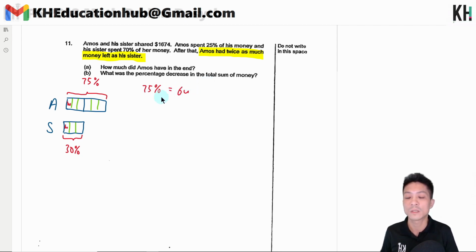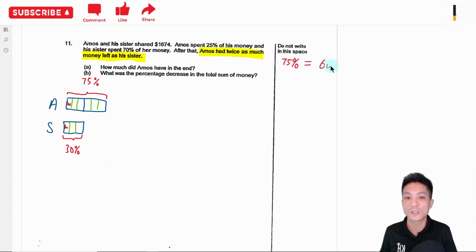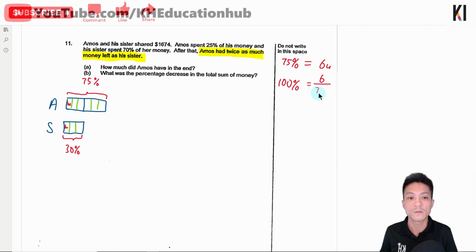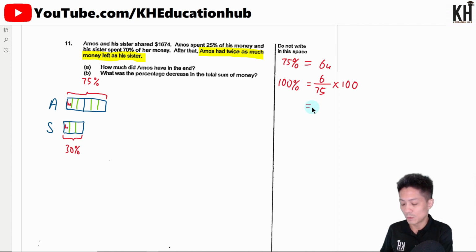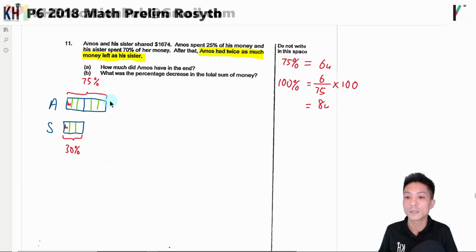I'm going to work out what is... okay, I don't write there because I need to draw the model. I'm going to write it here. 75% is equal to 6 units. Okay, I want to find what is 100%. So it'll be 6 over 75 times 100. Okay, this will give me 8 units. Right, so which means that I need to draw another 2 more, right? Instead of drawing 2 more, I'm just going to write a plus 2 units, okay, and a plus 7 units.